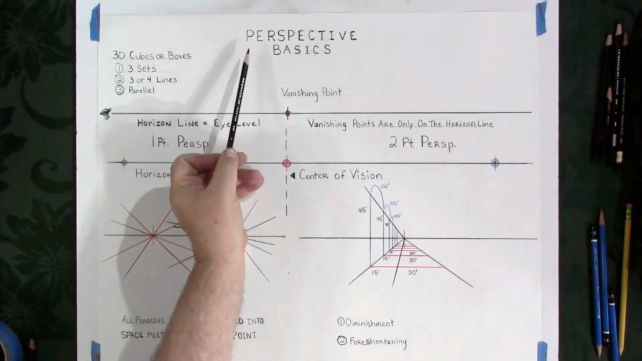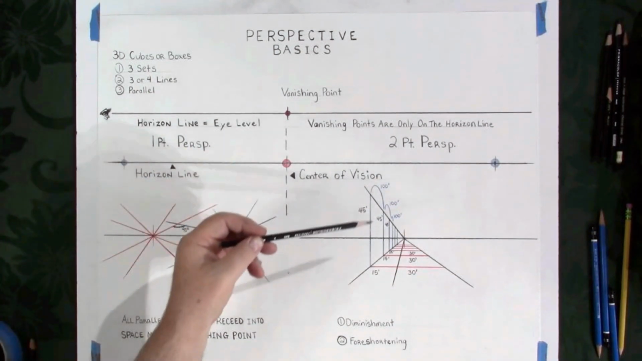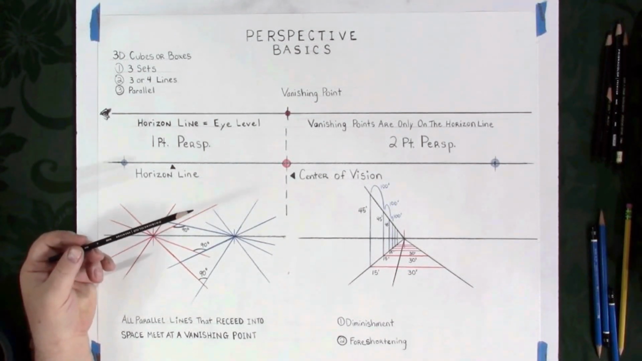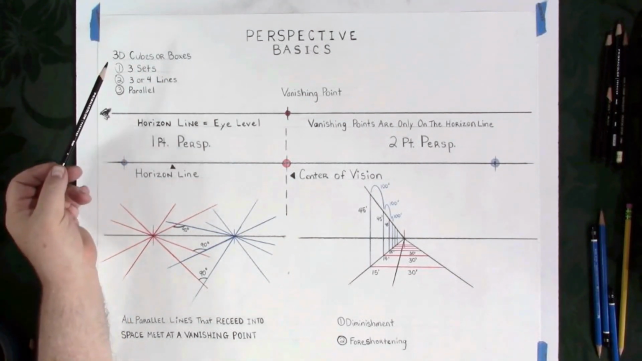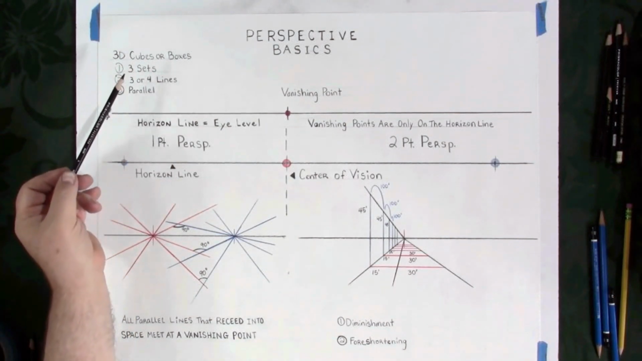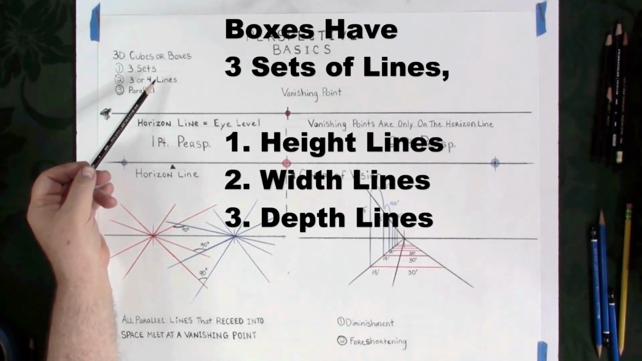We're going to talk about the basics of perspective and what we need to understand in order to draw boxes and cubes using perspective. The first thing we want to understand is that since cubes and or boxes are 3D, we're still going to be using that rule that every cube or box has three sets of lines. They have height lines, they have width lines, and they have depth lines. All right, so three sets of lines, 3D.